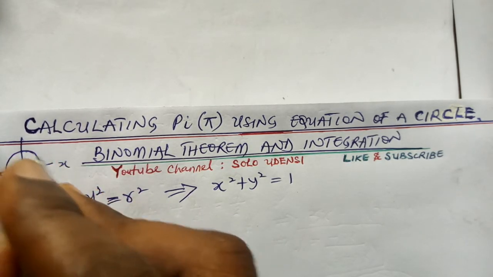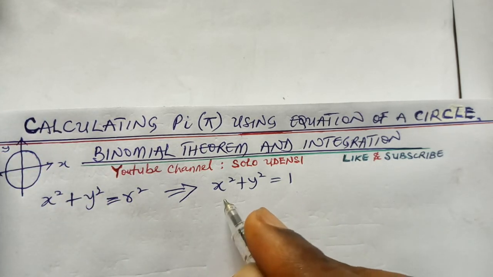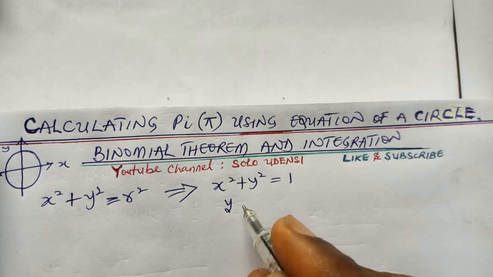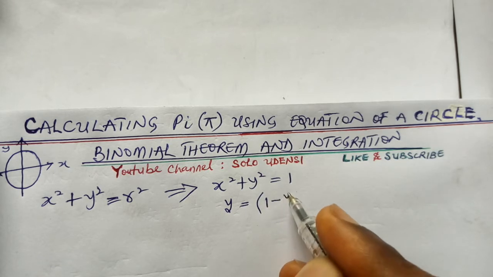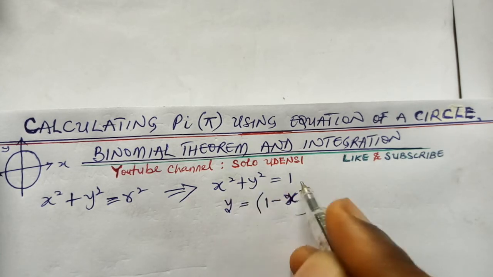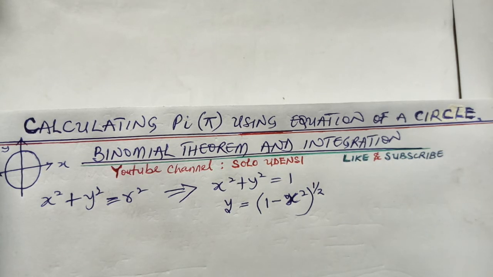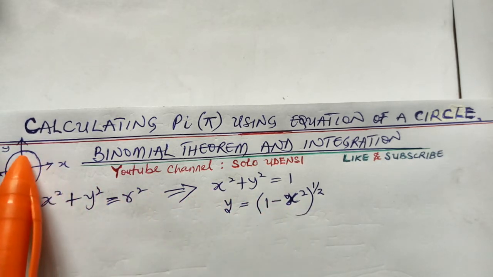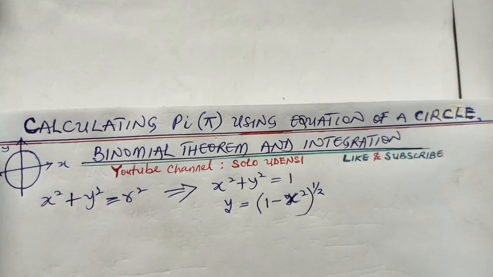You know that this is the x-axis and this is the y-axis. We can make y the subject of the formula to have that y is equal to the square root of 1 minus x squared. So that is the equation, the function y. For every x you get the value of y, so that's what you get.